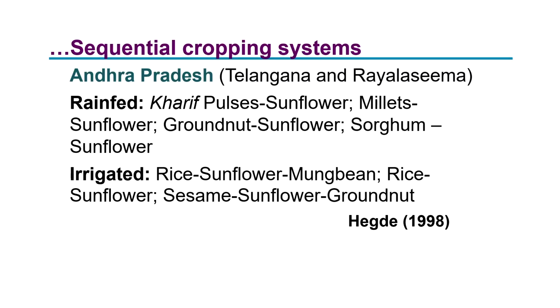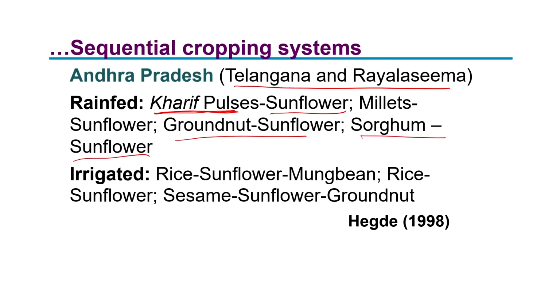Now, see sequential cropping systems for Andhra Pradesh, that is, the Telangana and Rayalaseema region. For rain-fed conditions, you can have Kharif pulses, any pulse during Kharif season, and then sunflower. You can also have millets followed by sunflower. Groundnut-sunflower, so groundnut is in Kharif and sunflower is in Rabi season, then sorghum-sunflower. Actually, Rabi sunflower gives very good yield in Andhra Pradesh.